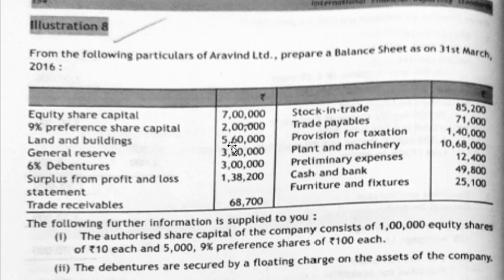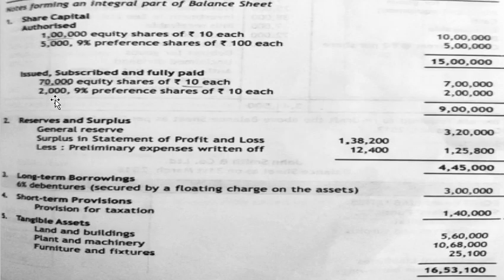Next we have 9% preference share capital of rupees 2 lakh. According to authorized, 5,000 9% preference shares of rupees 100 each is given. So 2 lakh divided by 100 will give you 2,000. So 2,000 preference shares are being issued at rupees 100 each, which gives you 2 lakh. So the actual subscription is 7 lakh plus 2 lakh, which will give you 9 lakh.